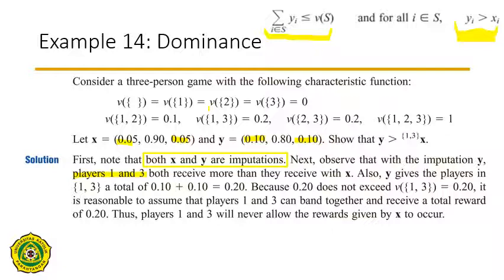Now let's take the sum of the rewards for players 1 and 3. So it is 0.1 plus 0.1, which is equal to 0.2.